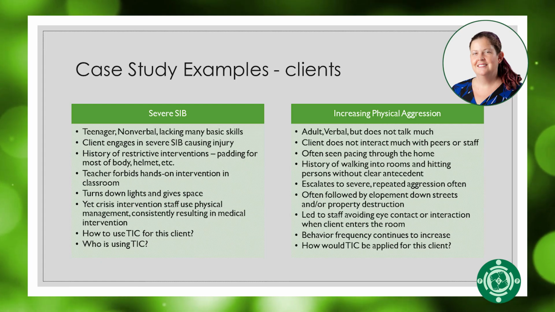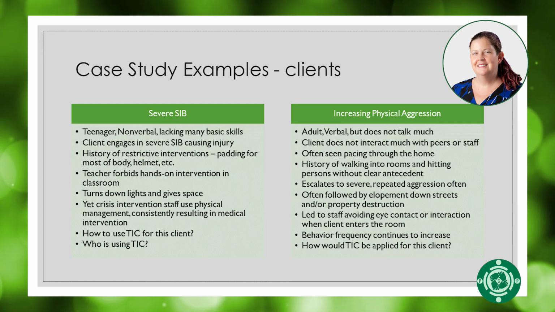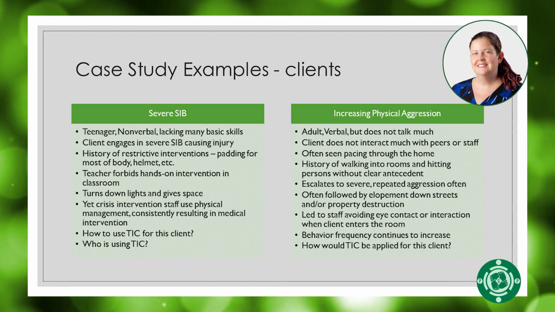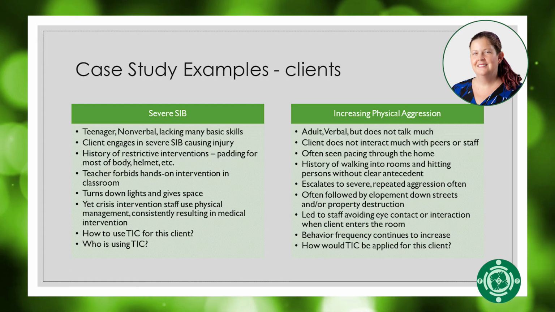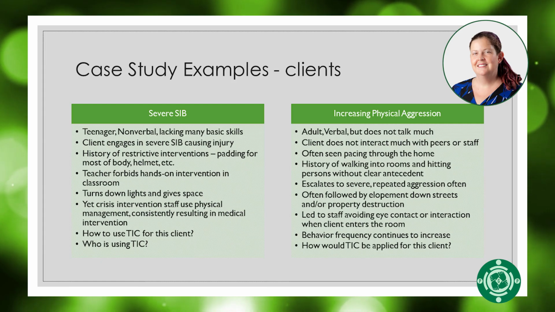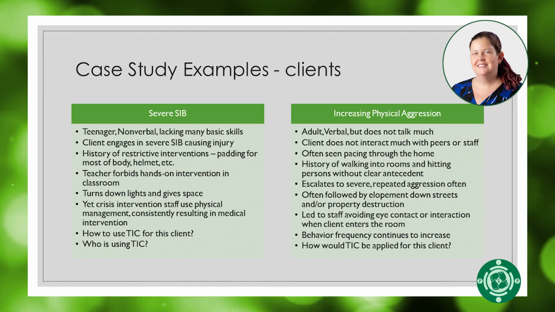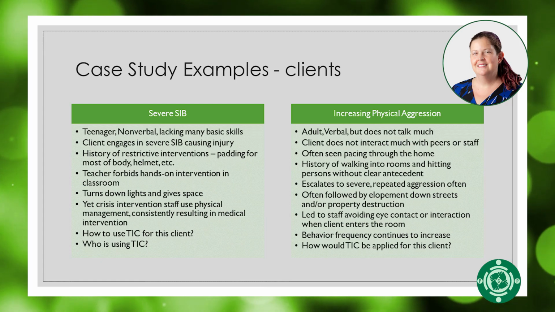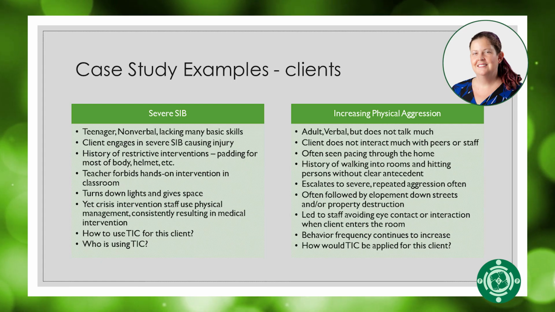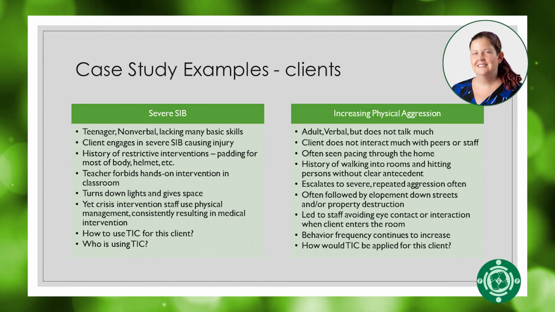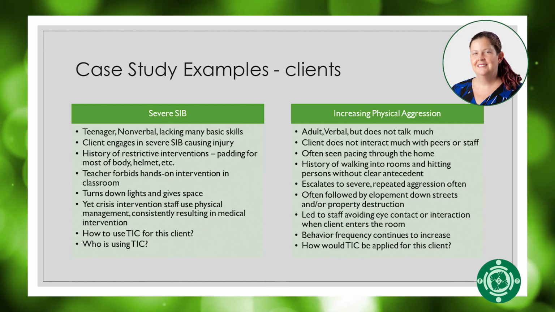So the first one, severe self-injury. So this was a teenager who was nonverbal, lacked many basic skills, tended to engage in severe self-injury, had caused himself some significant injury over time. Had a history of very restrictive interventions being used, even had to wear padding on most of his body and a helmet for a long period of time before entering ABA. The teacher in the class actually forbids hands-on interventions for that particular person in the classroom.